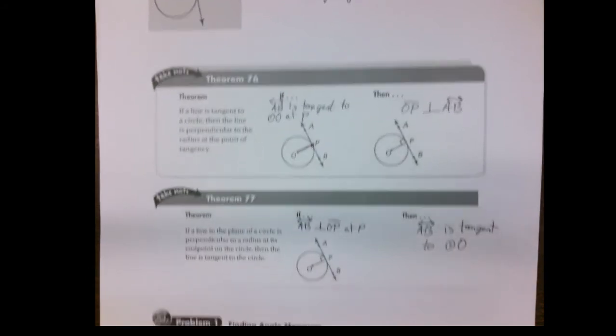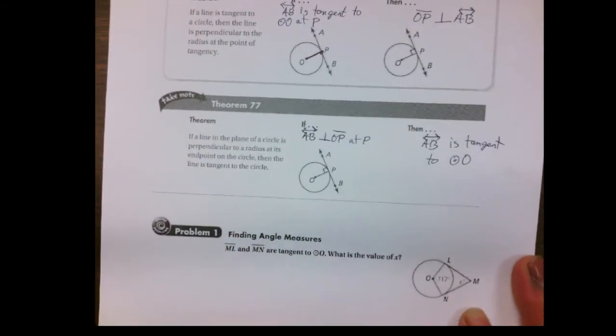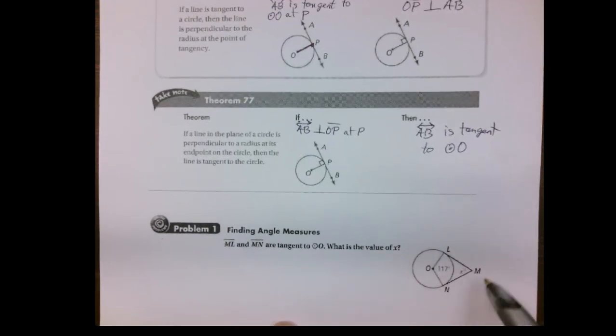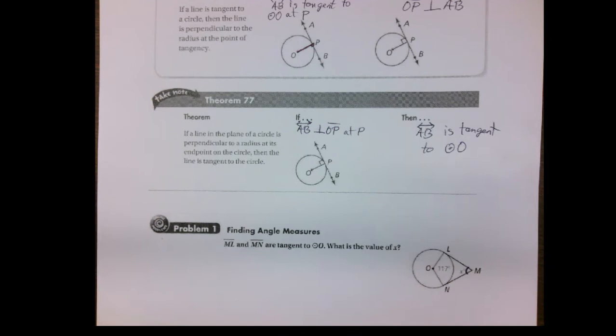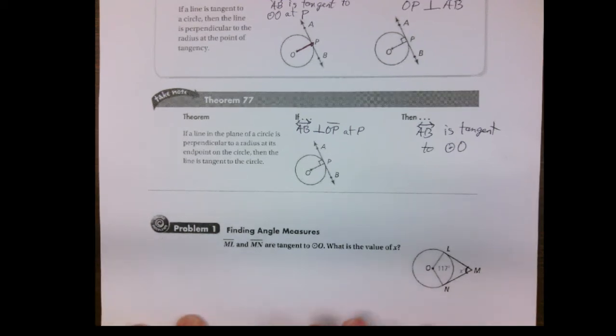So let's stick with that. Let's go to this first problem right here. Hopefully this won't be too tough, because they tell us ML and MN are tangent to circle O. So what is the value of x? x is this angle down here. What is the value of this? If you feel like you've got a handle, go ahead and pause and try to do this on your own. I will continue on.